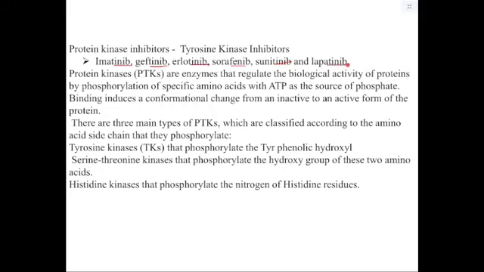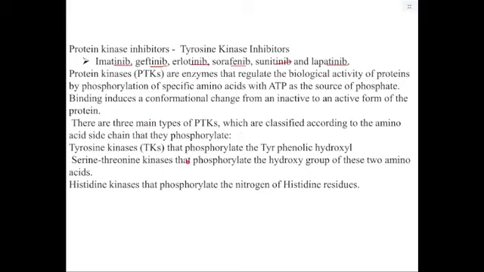The protein kinases, which you call the PTKs, are enzymes that regulate the biological activity of proteins by phosphorylation of specific amino acids, with ATP as a source of the phosphate. Binding induces a conformational change from an inactive to an active form of the protein. So before the proteins even can be used, even as structural proteins, they require to be phosphorylated, and that will be catalyzed by the kinases. And as I have said, the name of the kinase is dependent on the protein.